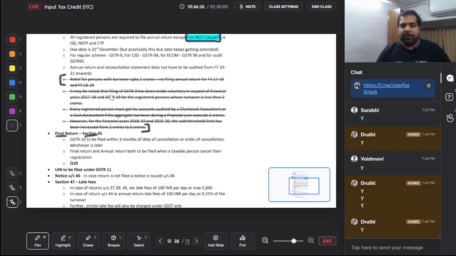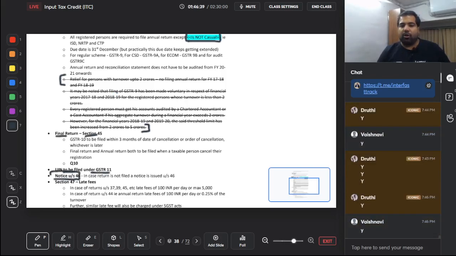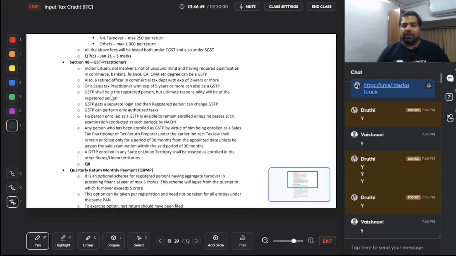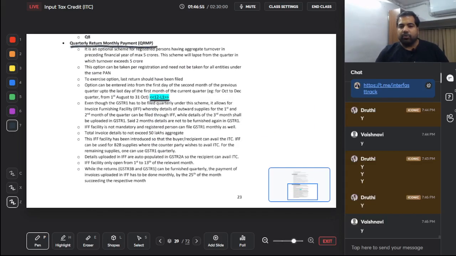There is a final return. UINs have to file GSTR 11. There is a notice. They will knock on your door if you don't file your return. There is a late fee. The late fee has been rationalized. So this is the rationalization of the late fee. There is something called GST practitioner, and there is a quarterly return monthly payment scheme, if you know L112L1.